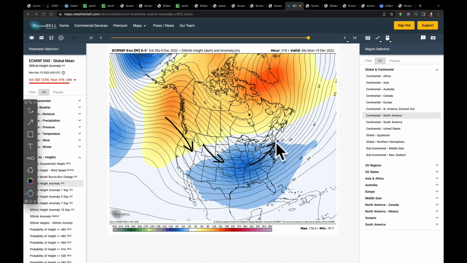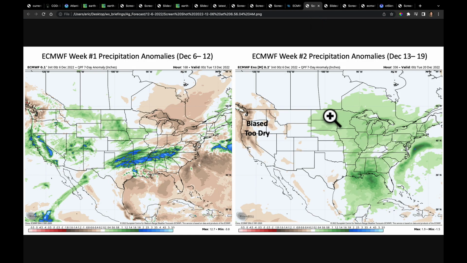But we're going to see systems coming out of the Mid-South through the Ohio River Valley, and that's why the week 2 forecast seen over here is much wetter in this region, but drier over here. But I made a comment this morning that I think it's a bit biased too dry at this point. So you've got week 1 versus week 2 shown on this particular panel.